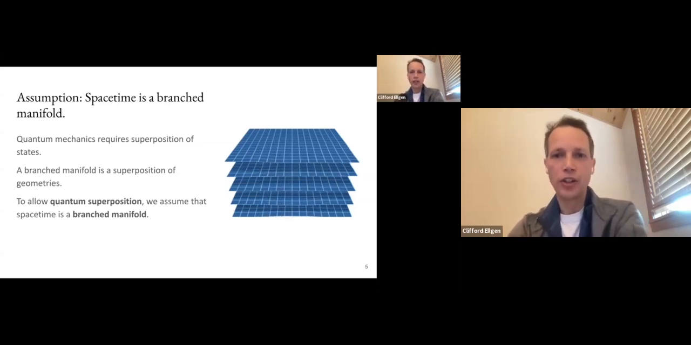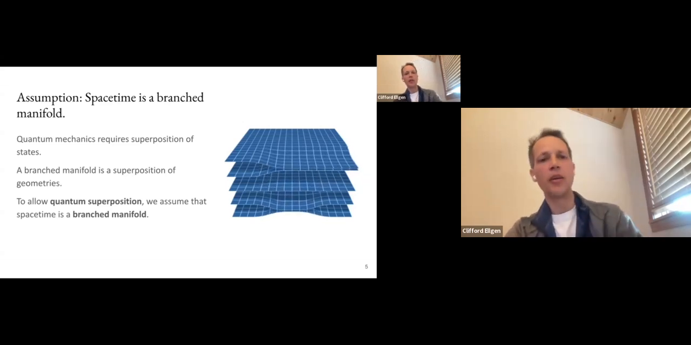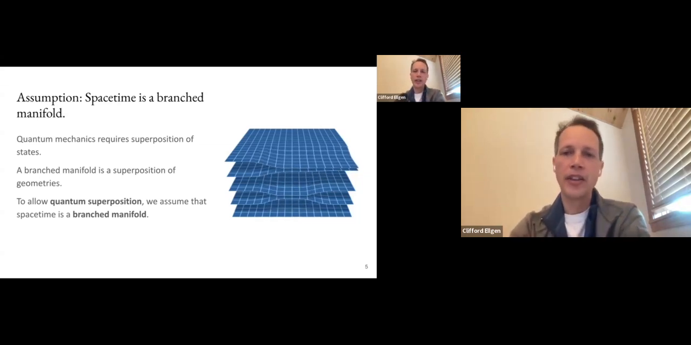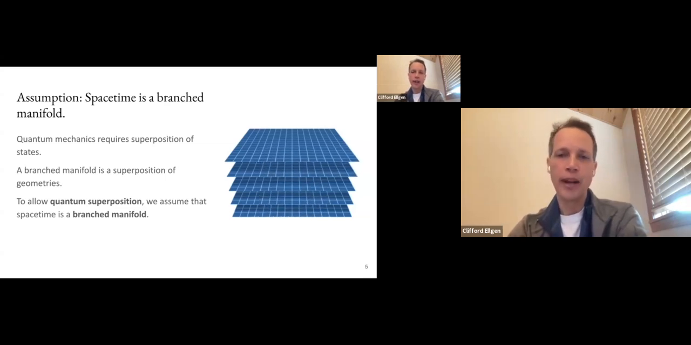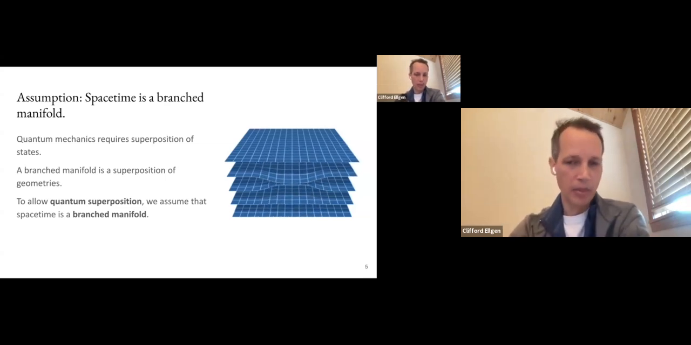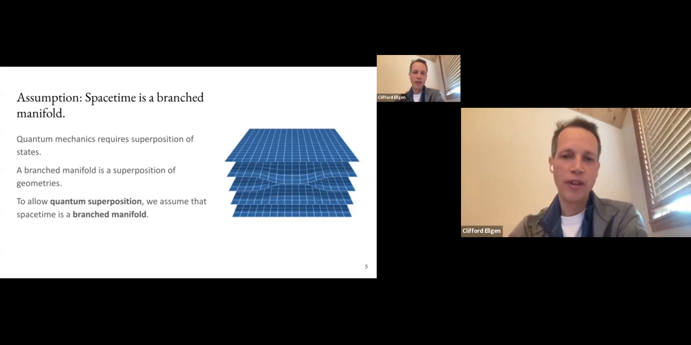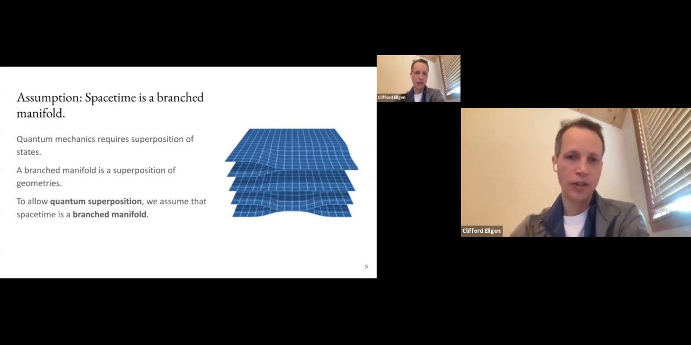Well, quantum mechanics requires a superposition of states. An electron can appear to be in the left side of a box and the right side of a box simultaneously. And in order to get a superposition of geometries, we use a branched manifold. The animation on the right is showing a collection of branches that are constantly splitting and recombining. Loosely, intuitively, this animation conveys what we have in mind for the branches of the spacetime manifold, that these branches are constantly splitting and recombining.